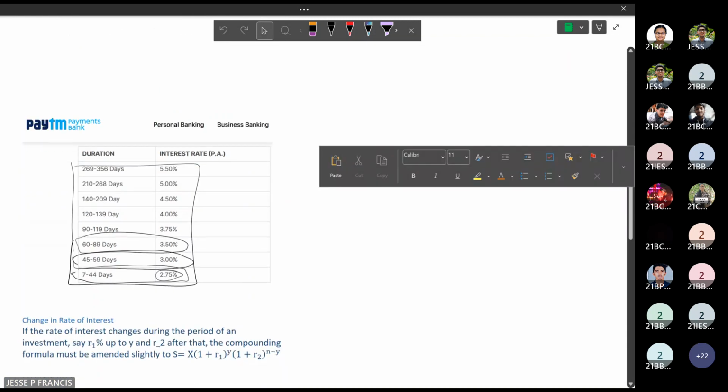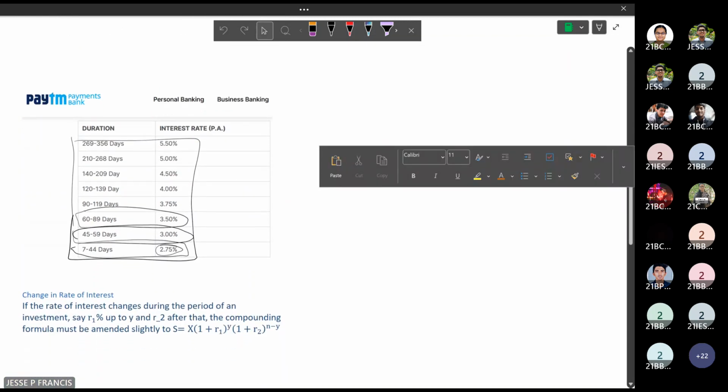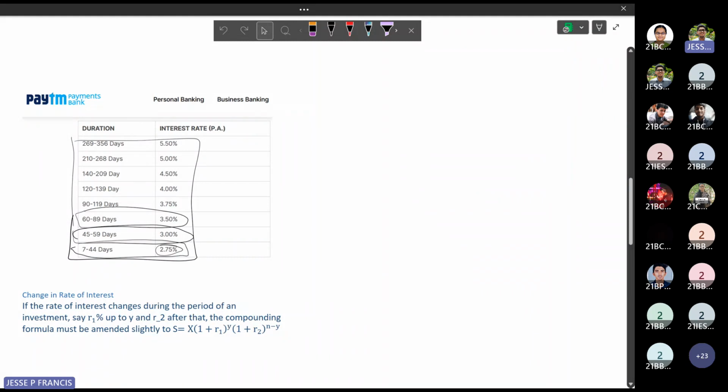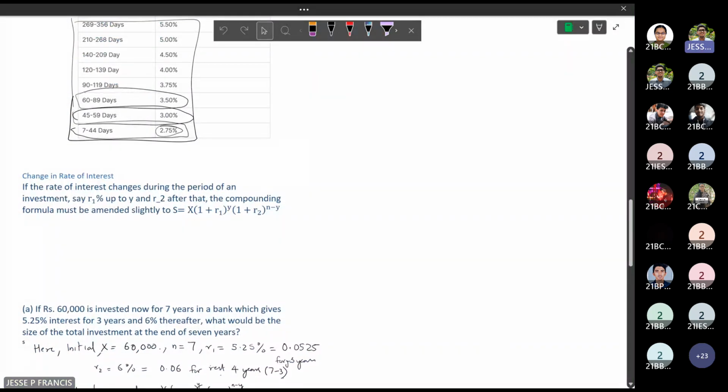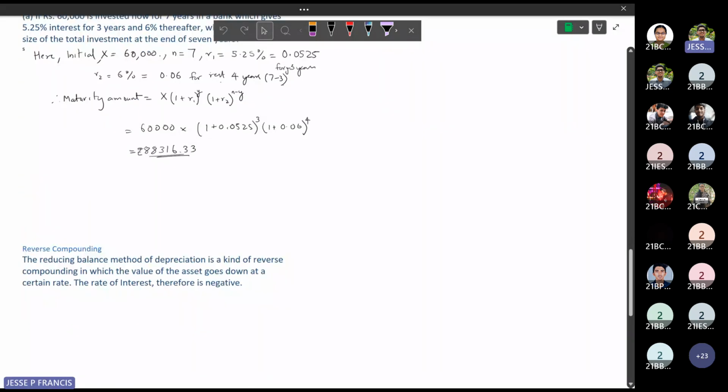Now, then we had this question of changing rate of interest. What if the rate of interest keeps changing? And we claimed that there's a formula. S is equal to x into (1 plus r1) to the power y, into (1 plus r2) to the power n minus y. That is, for y years it is r1, for n minus y years it's r2. In that case, we can find the interest earned over the time. Then some problems based on that.